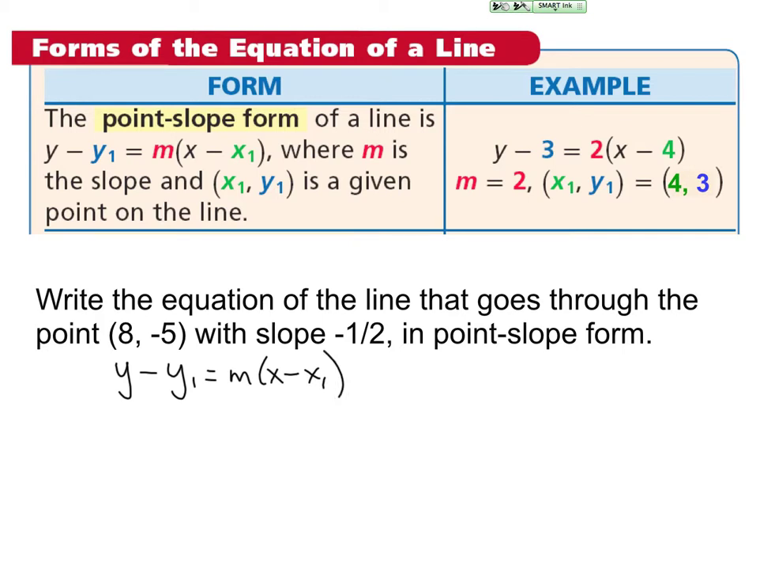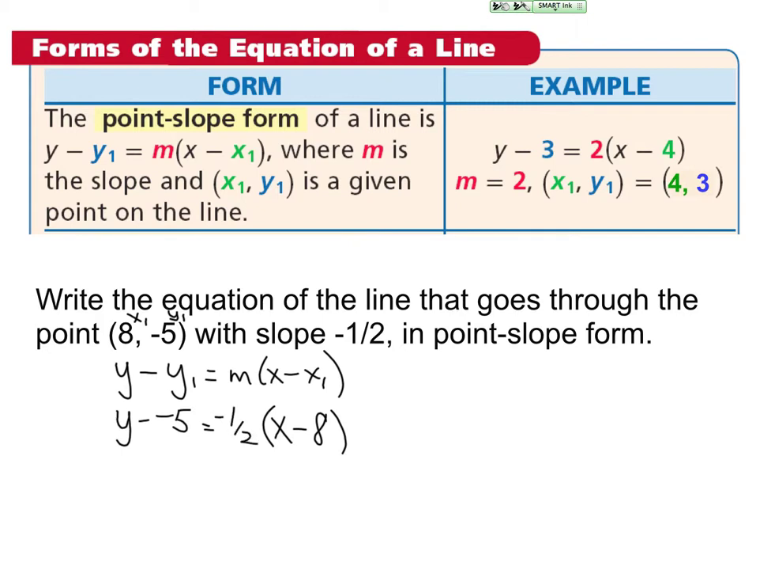It's called point slope. What's the point it needs to go through? 8, negative 5. So the 8 is what in my equation? The x1, and the negative 5 will be the y1. So that's going to look like x minus 8 and y minus negative 5. The slope is negative 1/2.